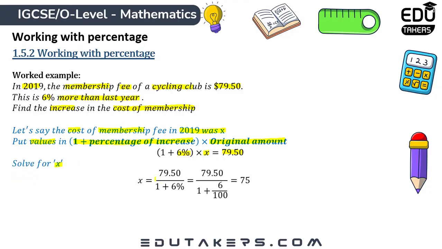So X will be equal to 79.50 over 1 plus 6%, and 6% can be written as 6 over 100. Now after solving it, the result is 75. Now the increase in cost of membership is 79.50 minus 75 equals 4.50.